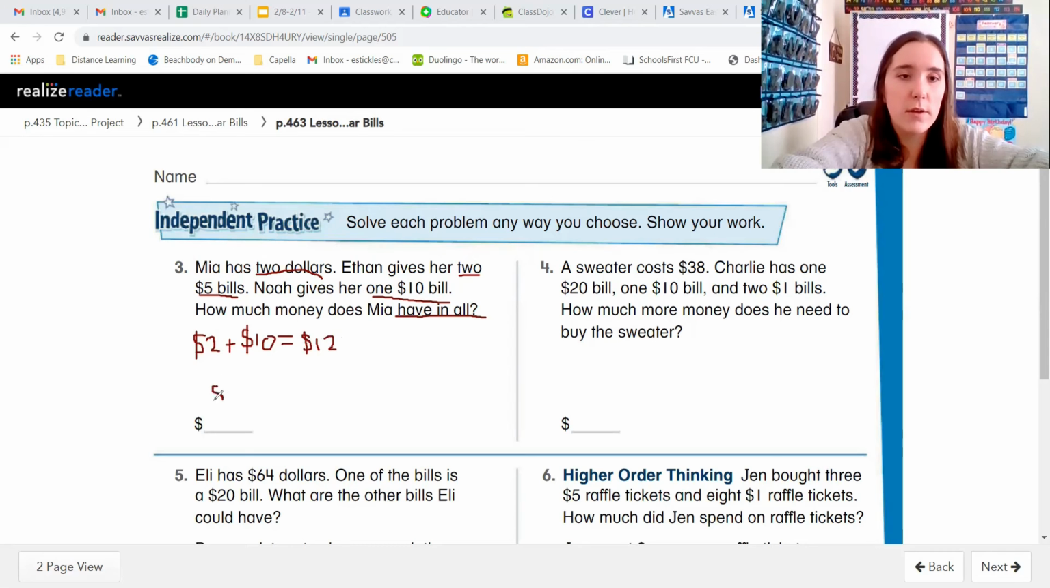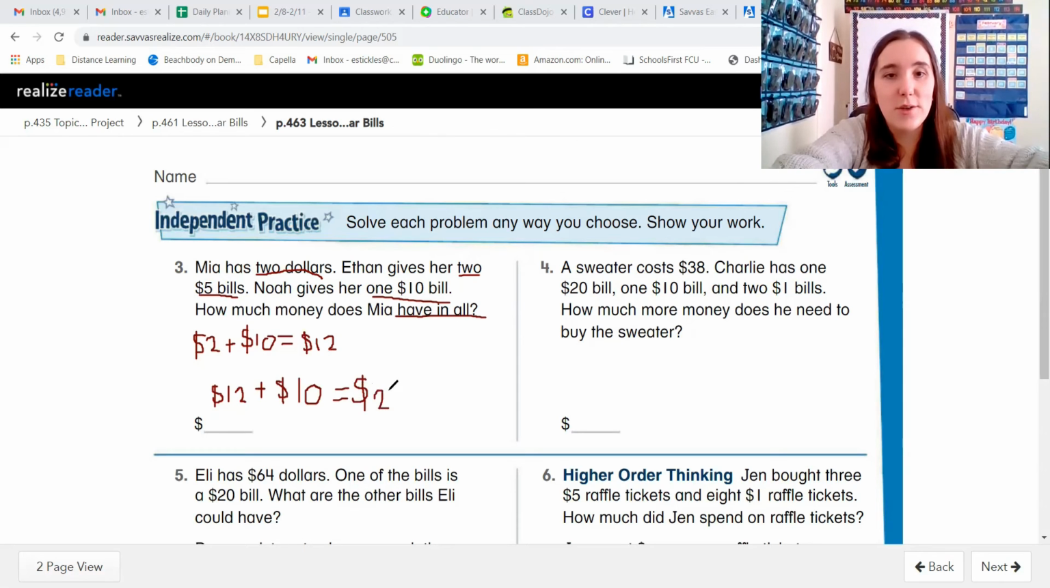Now she has $12, but Noah's going to give her some more money. So let's see, she has $12 and Noah gives her 1 $10 bill. So we're just going to add $10. So 12 plus 10 more dollars, what would that equal, friends? 12 plus 10 would be $22. So she has $22 in all now. Nicely done. You guys are going to do number 4 all by yourself.